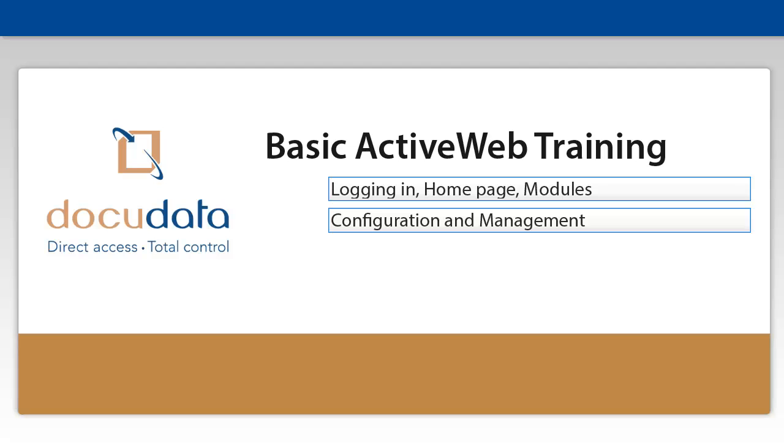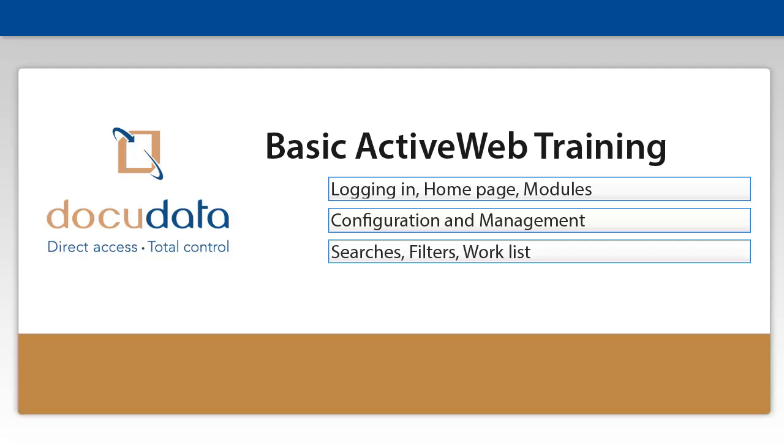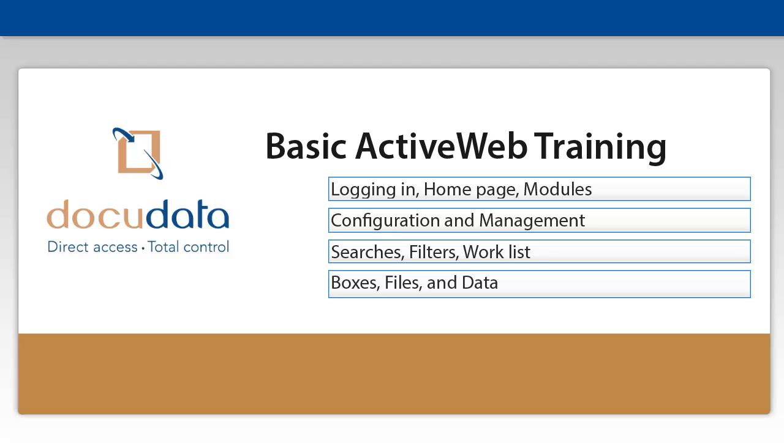Next, we will take a look at some of the management features involved in initial configuration of your system and some ongoing maintenance. Having completed a tour of the tools for initial configuration, we will move on to basic operations, starting with searches, filters, and working with the powerful work list tool. Given this understanding of searches, we will move on to take a look at boxes, files, and data in general.